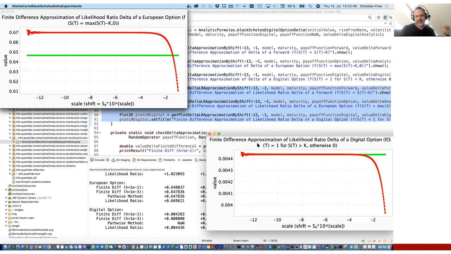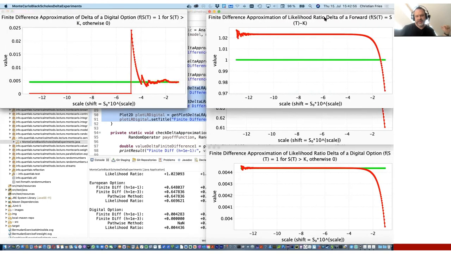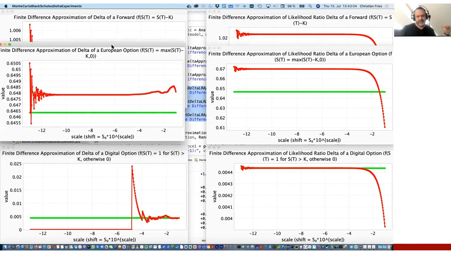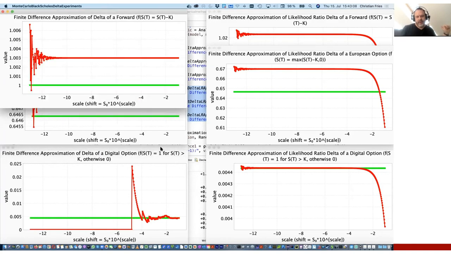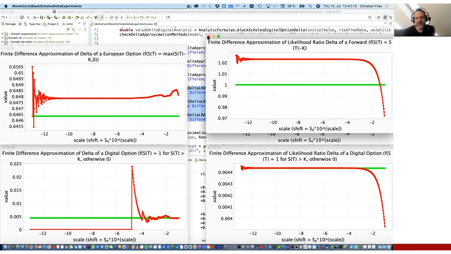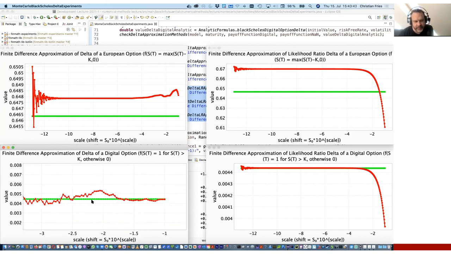Okay, so these are the guys here. The likelihood ratio method. Maybe I have that stapled like that. In the finite difference method. Okay, and you see that maybe I remove here the forward and we just have a look at the European option and the digital option. So you see that the finite difference doesn't work well for the discontinuous payoff, but the likelihood ratio method works very well. Also look here at the scale, this is just a very small error here. It goes to 0.44, which is the analytic solution. And this guy here is still far away.